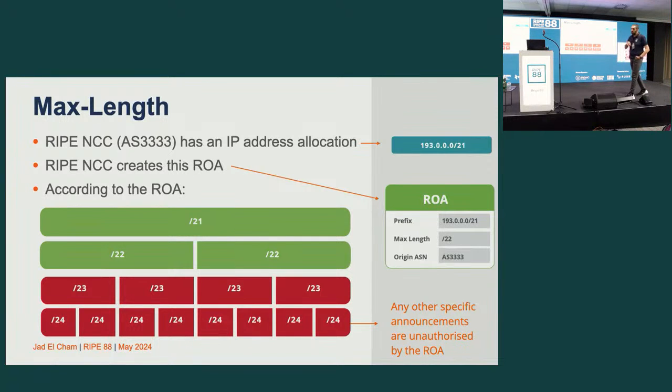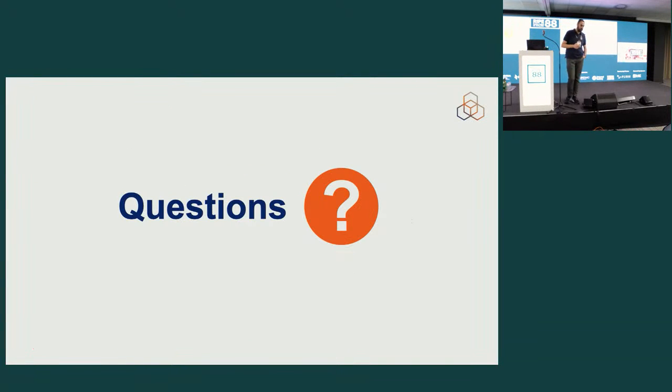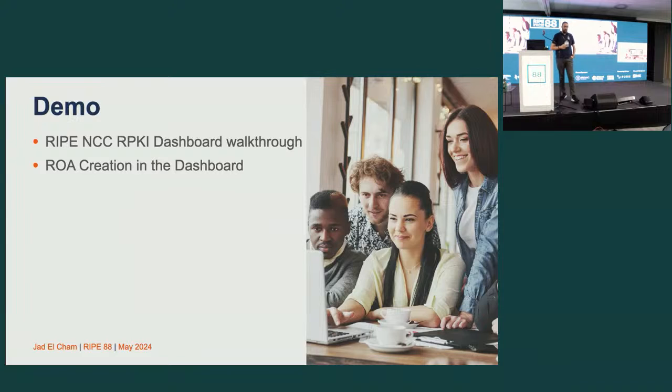Now, I see the same thing happening with other operators, with other entities. So please make sure that the maximum length is set to the correct value. My recommendation, the industry's recommendation, is whatever you do in BGP, you reflect it in the RPKI system. All right. Any questions so far?